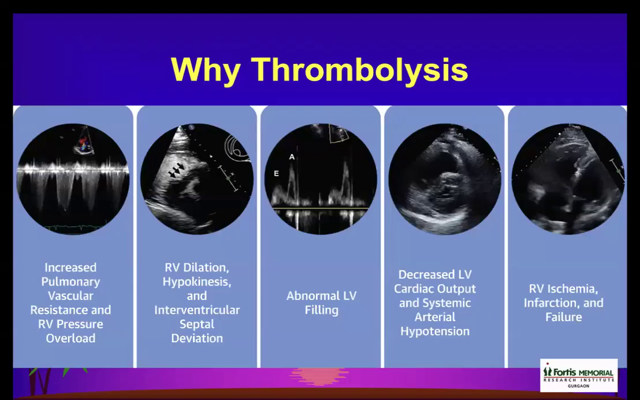So coming to systemic thrombolysis, why do we need thrombolysis? Because increased clot burden leads to blockage of the pulmonary circulation, which causes increased pulmonary vascular resistance and RV overload. It also causes RV dilatation, hypokinesia, and interventricular septal deviation. The interventricular septum deviates into the left ventricle, or rather the right ventricle actually bulges. There's abnormal LV filling because of that, and there's a decreased LV cardiac output and systemic arterial hypotension, RV ischemia, infarction, failure. And therefore, restoration of pulmonary circulation becomes very important. That can be achieved only by dissolving the clot, which can be achieved by thrombolysis.